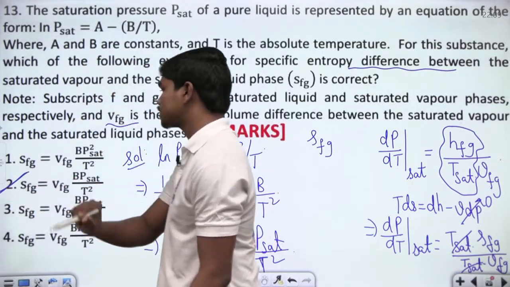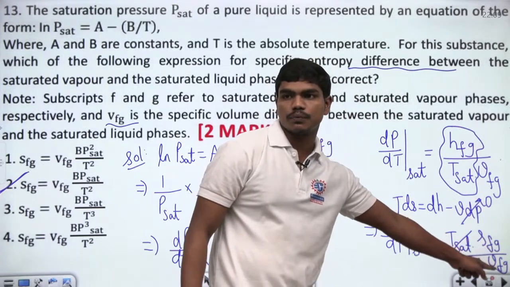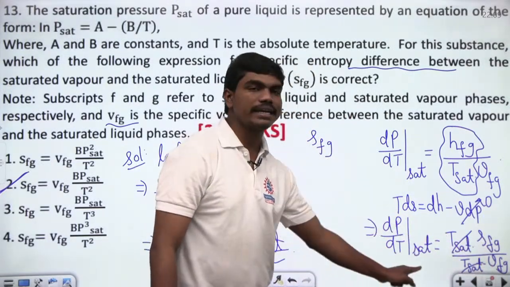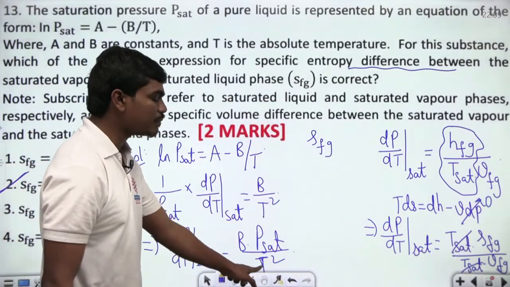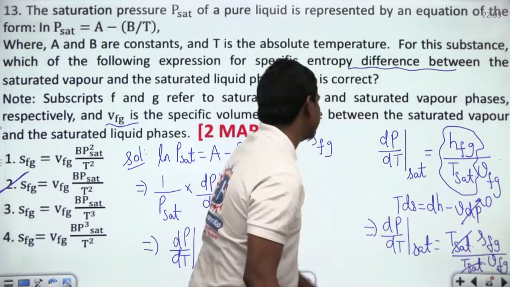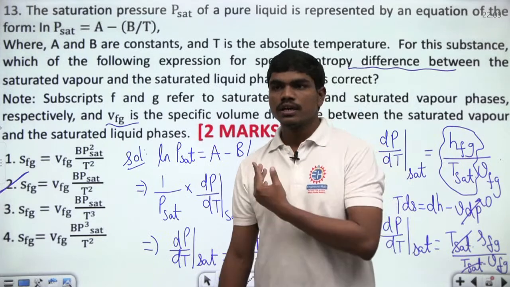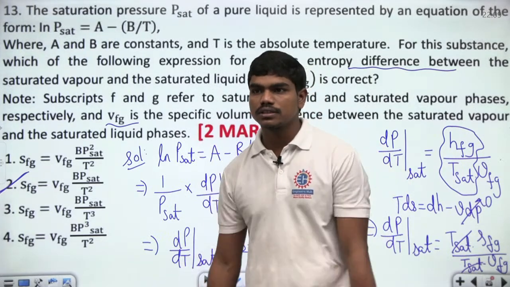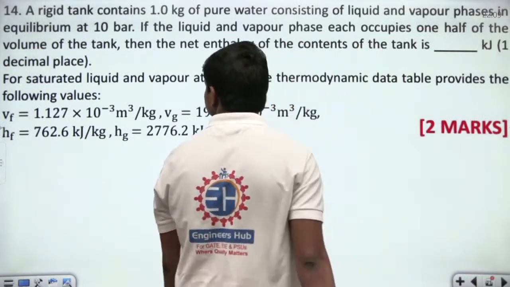Yes, here you can see clearly that SFG is nothing but VFG into dP by dT saturation. This dP by dT saturation is B times P sat by T square. So if you multiply this term with VFG, you will get SFG. That is given in the second option. Of course, this is asked for 2 marks, and it involves a bit of mathematical differentiation. That's it, nothing other than this. Clear? Next, let us go for the next question.